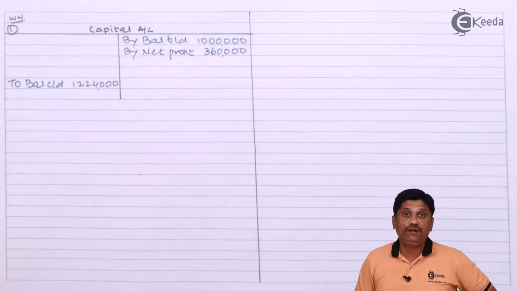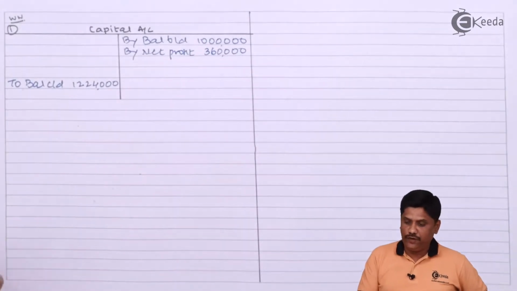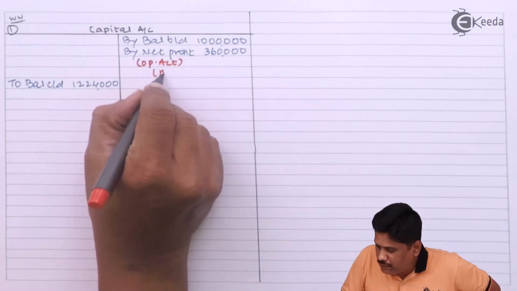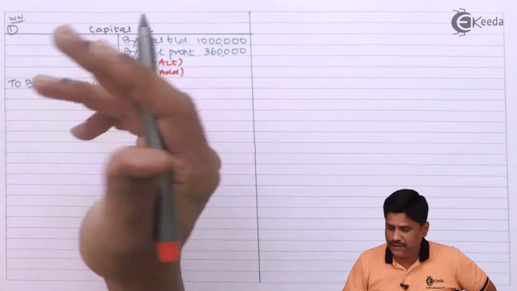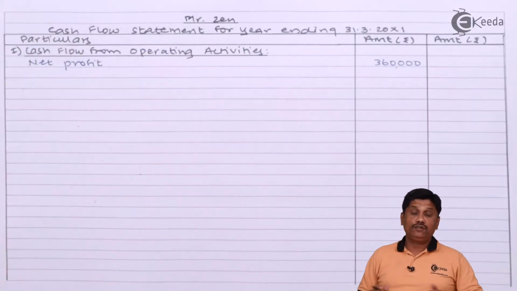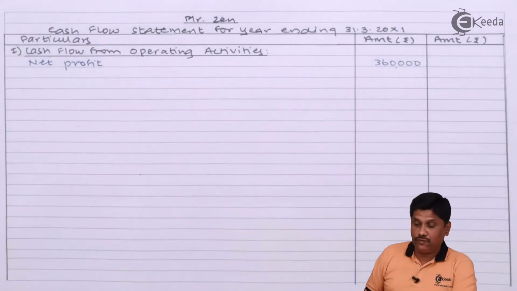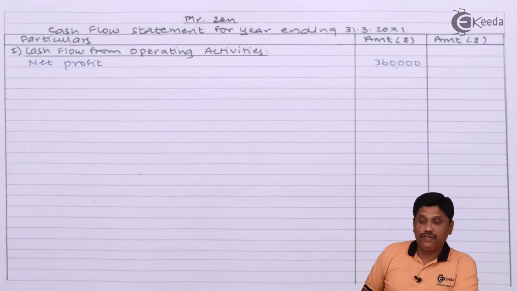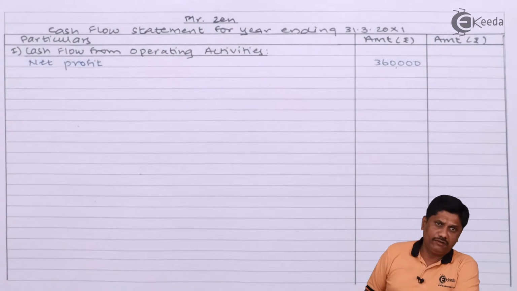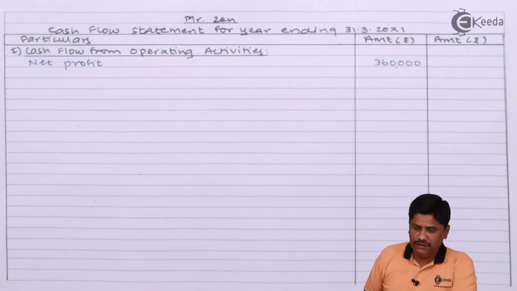This net profit we will take as the operating activity starting point, and in operating activity I will put it as an add amount because it is net profit. Importantly, while doing the question, I will keep sufficient space for your respective activities. For all activities, I will keep sufficient space. First activity is your operating activity. I will keep an entire page for operating activity.